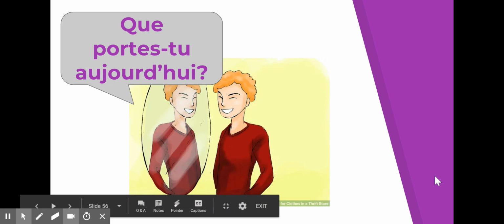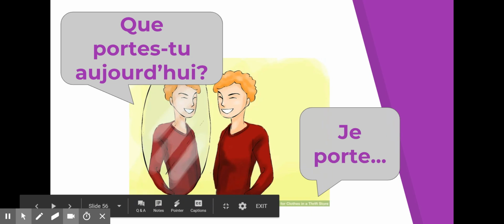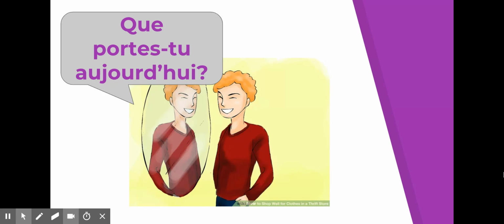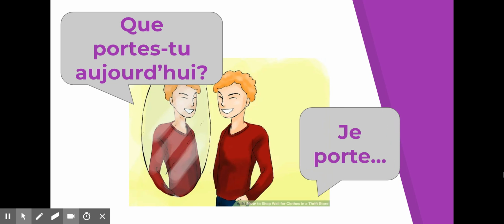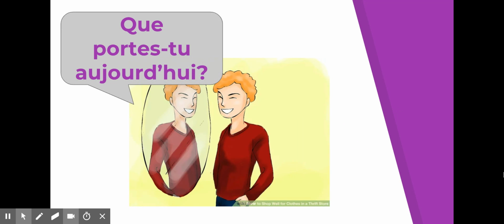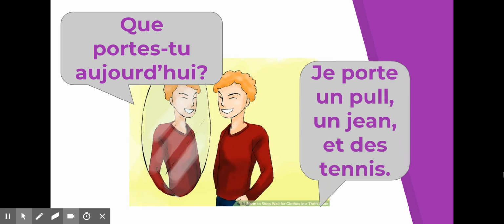So to answer que portes-tu aujourd'hui, we're going to say je porte. Répétez, je porte. Excellent. Répétez. Que portes-tu aujourd'hui? Je porte. Excellent. Répétez. Que portes-tu aujourd'hui? Je porte un pull, un jean et des tennis.